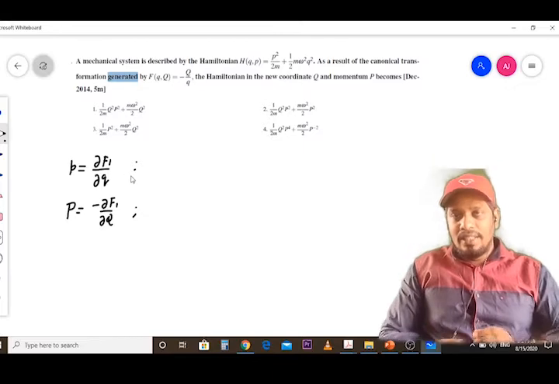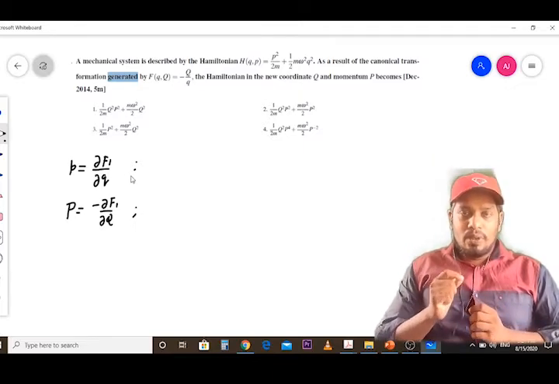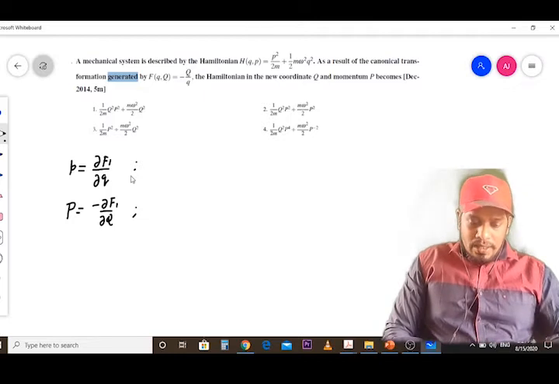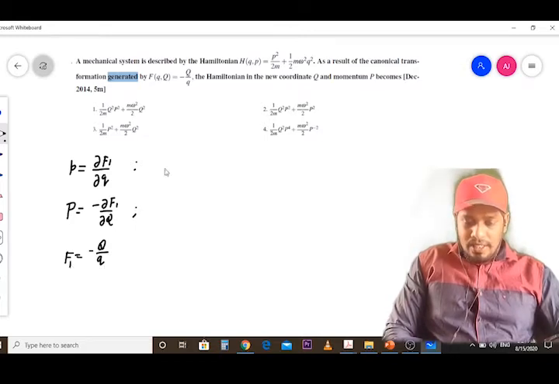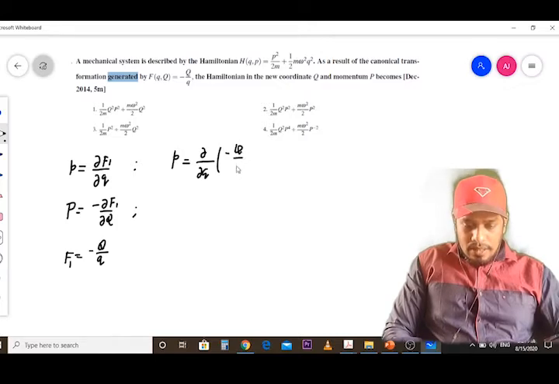From these equations, we can find the old coordinate in terms of the new coordinate. So first we can apply the first equation. The given generating function is a function of capital Q and small q. This is F1. Now you can just do the derivative. The small p equals dou F1 by dou q, so dou by dou q of minus capital Q by small q.